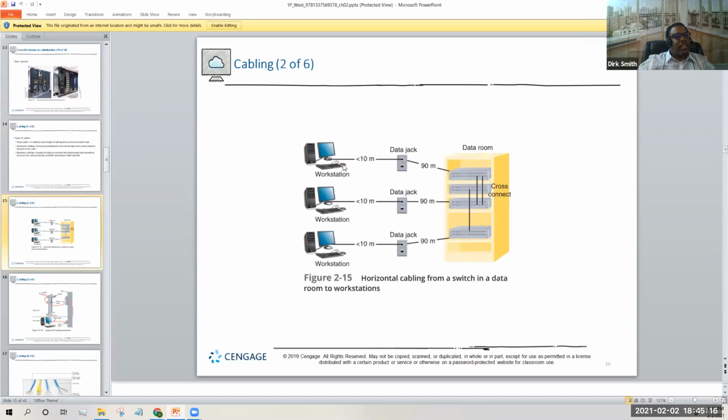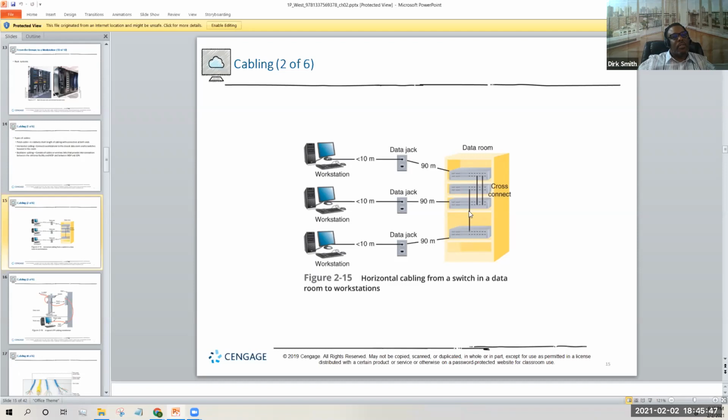So for a workstation, this right here, we have patch cables here to the data jack. And then this cable here will be considered the horizontal cable. And then these can be patch cables as well, because they're probably all in the same room. So you're talking about horizontal cable from the switch to the workstation. So they're basically talking about these right here.